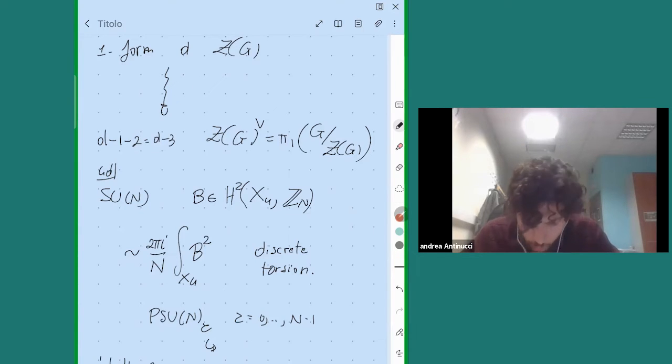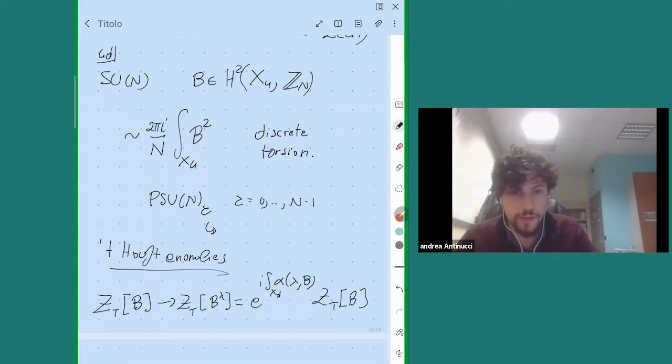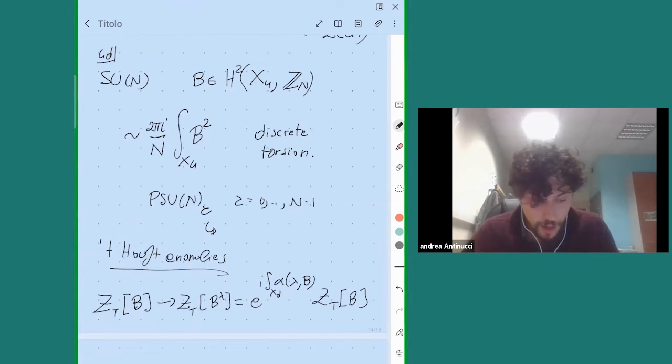Then you're always free to add local counterterms to your action to try to cancel this phase. But if you cannot do it, you will declare that your symmetry has a 't Hooft anomaly. Also for higher-form symmetry, the 't Hooft anomaly must be matched along the RG flow, and this gives you constraints for the IR phases of your theory.